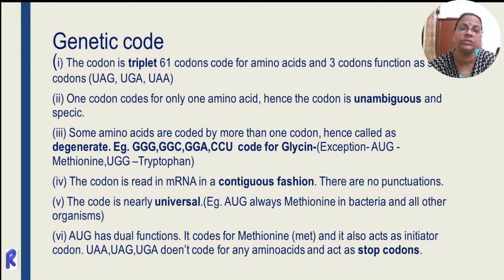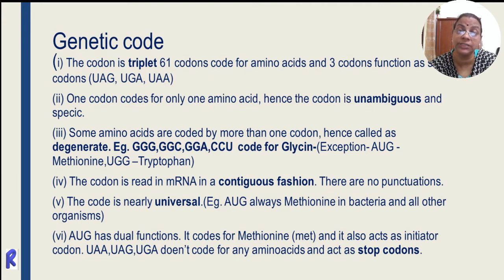GGG, GGC, GGU, GGA, all are coding for glycine. There are more than 4, even 6 codons coding for certain amino acids. This is just an example; you can take it as GGG, GGC, GGA, GGU, all coding for glycine. GGU codes for glycine. And then the exceptions. That term is called degenerate.